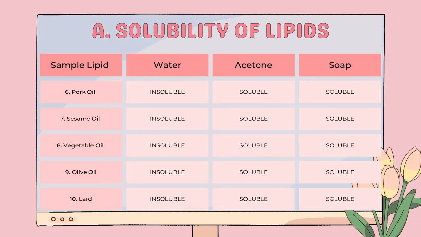Sixth, pork oil is insoluble in water but soluble in acetone and soap. Seventh, sesame oil is insoluble in water but soluble in acetone and soap. Eighth, vegetable oil is insoluble in water but soluble in acetone and soap. Ninth, olive oil is insoluble in water but soluble in acetone and soap. And last but not the least is the lard, which is also insoluble in water, however soluble in acetone and soap.